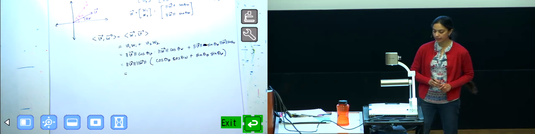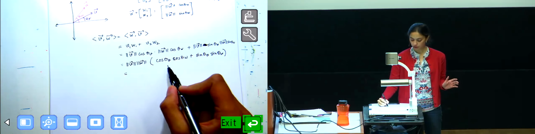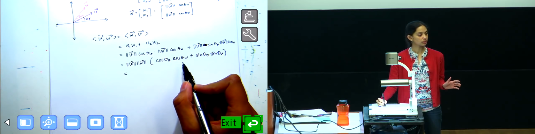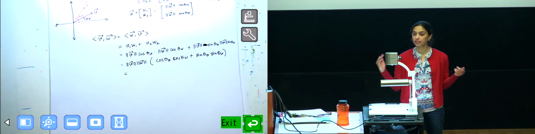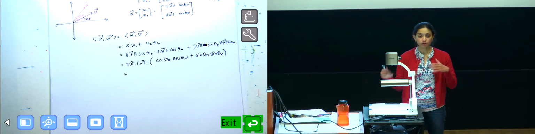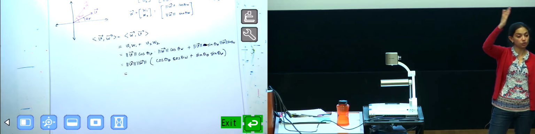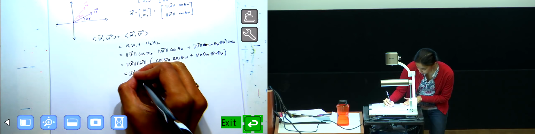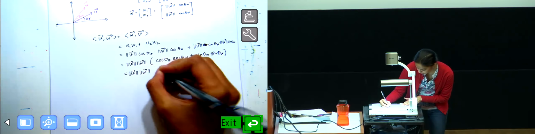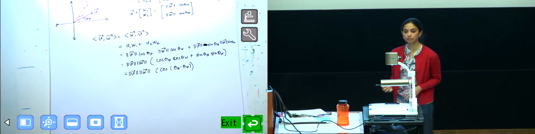And now we can apply a trig identity, right? This is like the sum product rules that you've seen. So cos theta 1 cos theta 2 plus sine theta 1 sine theta 2 is related to the cosine of the difference of the angles, right? If you don't remember how to derive this, go back and draw out a right angle triangle and use the trigonometric rule, so you can rederive this property in case you've forgotten it. So you have the norm of v times the norm of w times cosine of theta v minus theta w. I'm just using this trig identity.